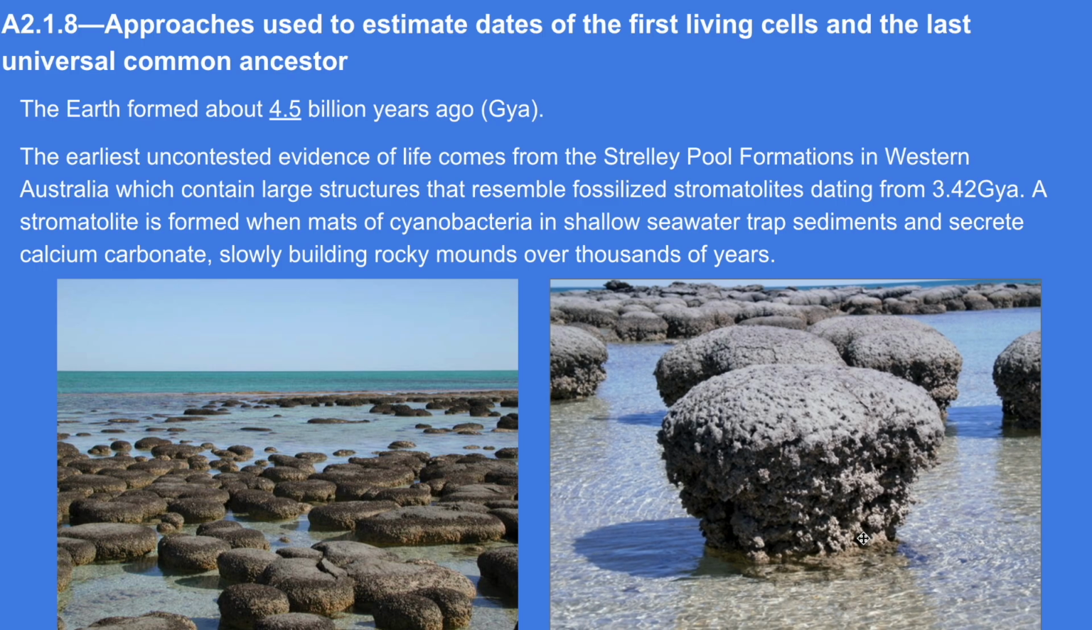Now, a stromatolite is formed when mats of cyanobacteria, so living bacteria, single-celled prokaryotes, in shallow seawater, trap sediments and secrete calcium carbonate, slowly building rocky mounds over thousands of years. So these rocky mounds aren't the actual fossilized bacteria. Bacteria would not have been left in the fossil record, but the evidence of that bacteria is what we're seeing here. The evidence of them being alive 3.42 billion years ago.